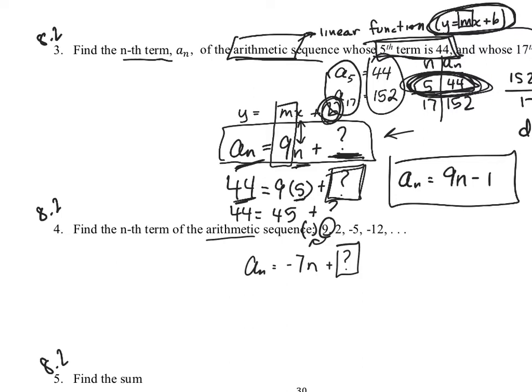16. And it would have to be 16. So that 0 term would be 16, which means that this value here is 16. And that's our nth term. Also called the explicit formula.